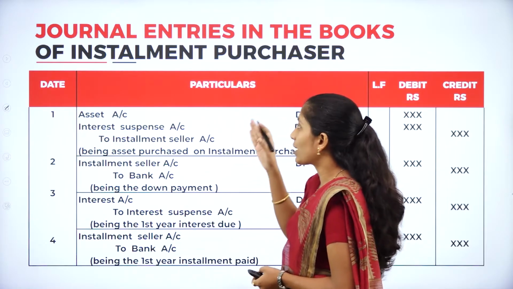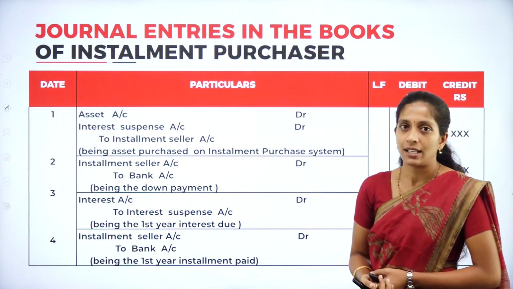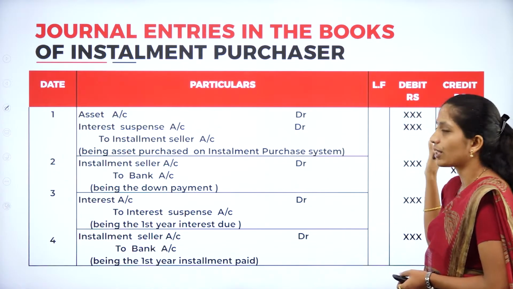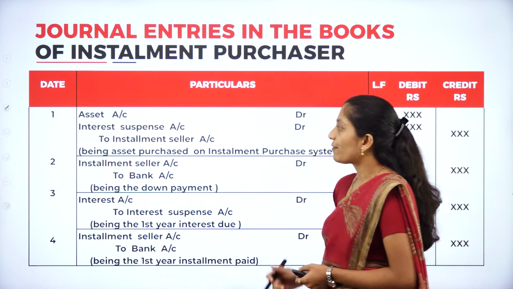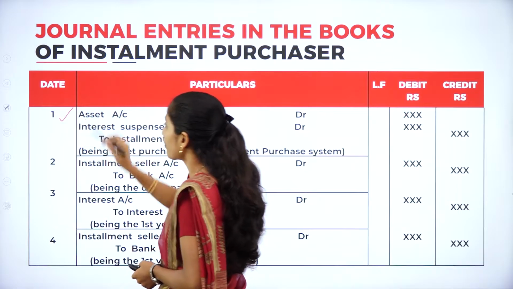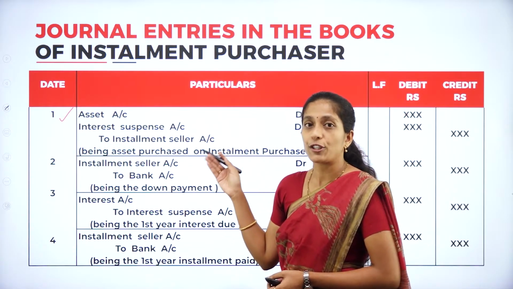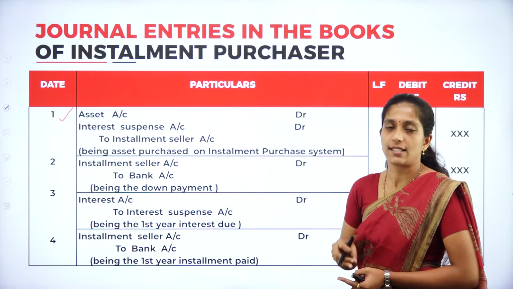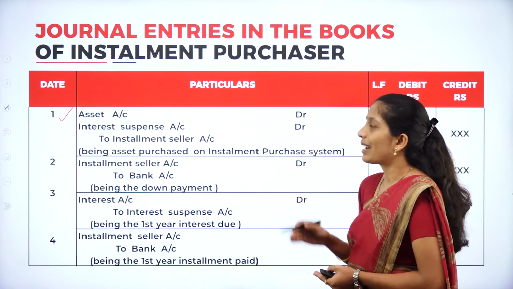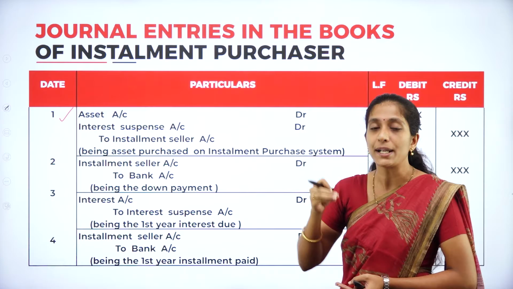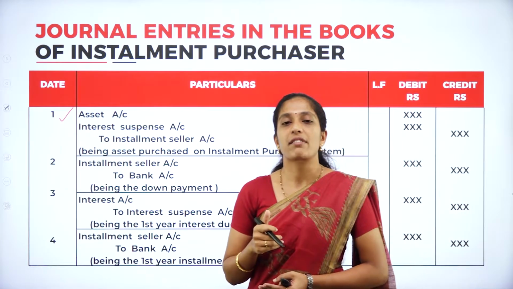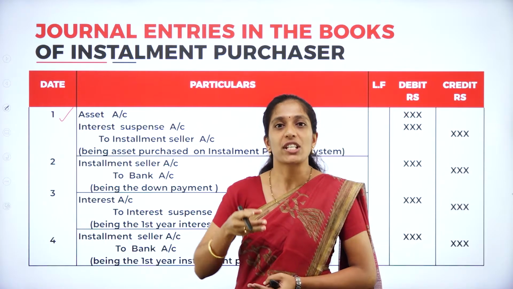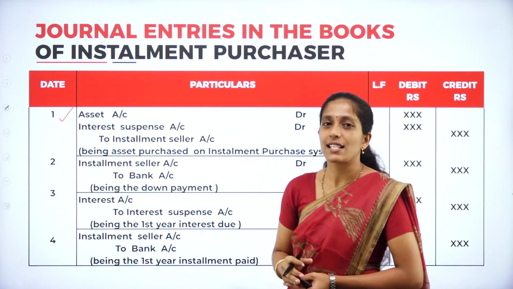Now let us see what journal entries have to be recorded. You know the format: date, particulars, ledger folio, debit and credit. We are going to prepare journal entries in the books of the hire or installment purchaser. So your first entry is, as usual, for receiving the asset, that is, purchasing of the asset. So what is the entry?